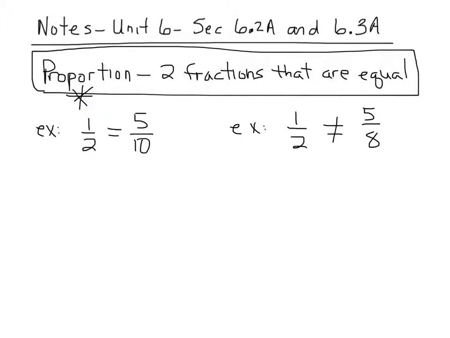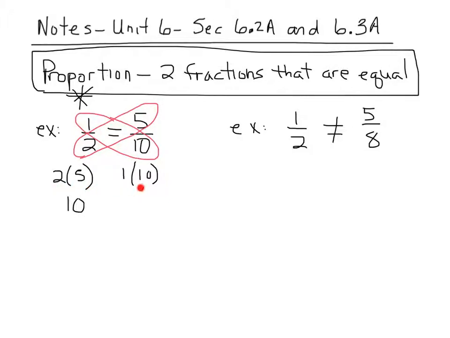There's a magical little thing that happens. So watch. You can cross multiply. I'm not cross canceling. Cross multiplying. So 2 times 5. And then I cross the other way, 1 times 10. And watch. 2 times 5 is 10. 1 times 10 is also 10. You will get the same answer. That's the magic. In a proportion, when you cross multiply, you will get the same answer.